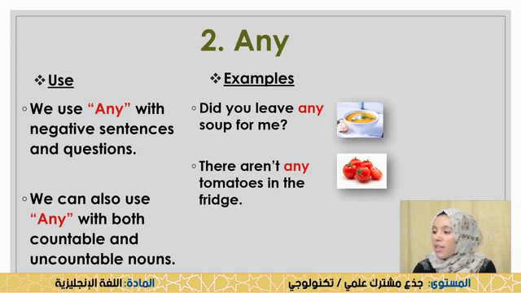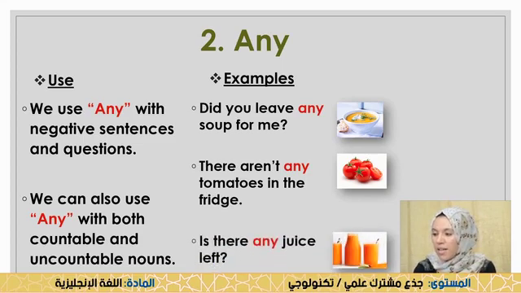Number 2, there aren't any tomatoes in the fridge. This sentence is a negative sentence. We have the word aren't, so it's negative. Plus, the noun tomatoes is a countable noun. So there aren't any tomatoes in the fridge.